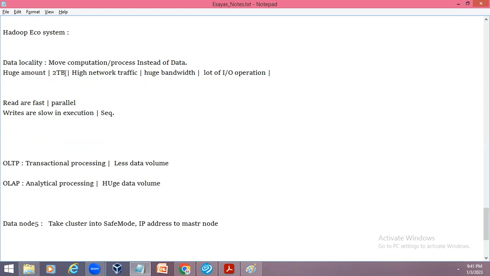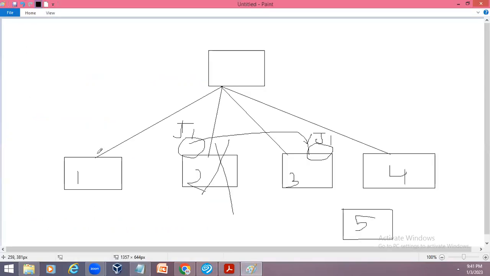That's bad. So that's why Hadoop came up with a solution: instead of moving data, why can't we move our computation, or the process or job? Let the data reside itself. I don't want to move the data. It's huge data. It will cost me a lot of network traffic, bandwidth, a lot of IO operation, disk time, seek time. So instead of data, it will move the process.